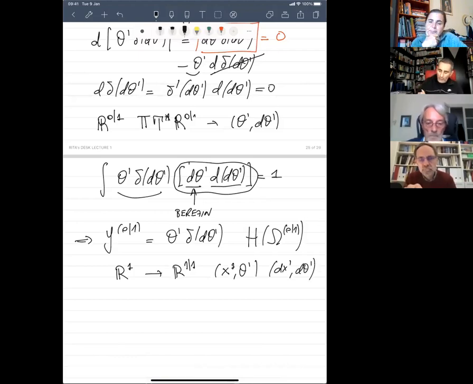So therefore, actually, the way to embed R1 into R1|1 is just to say, well, let me put theta 1 equal to 0, and d theta 1 equal to 0. So this is a very simple way to embed the R1 line into my supermanifold R1|1.